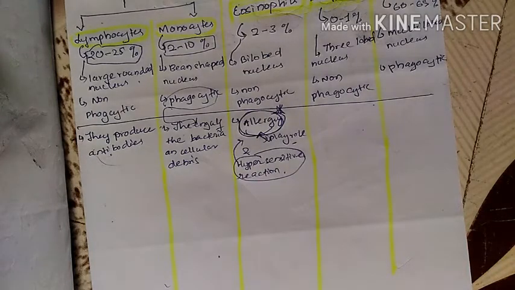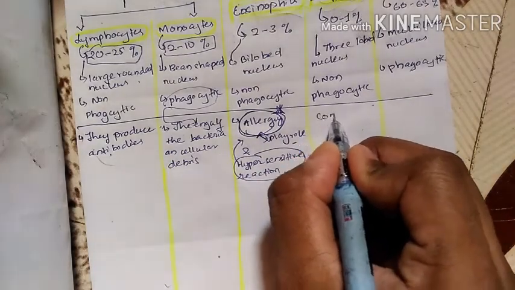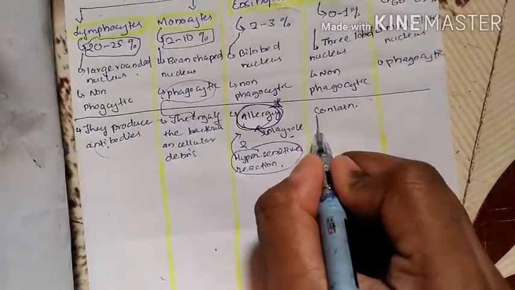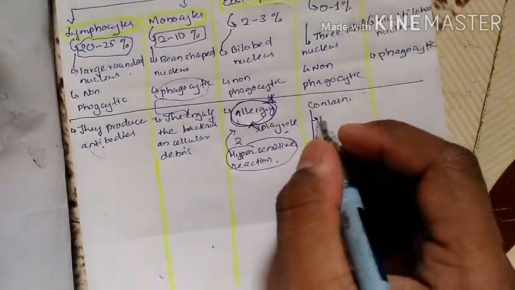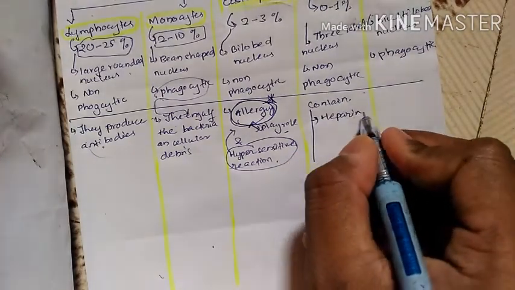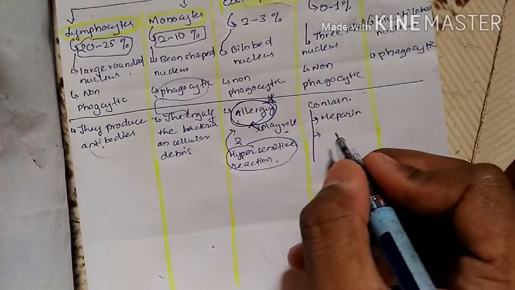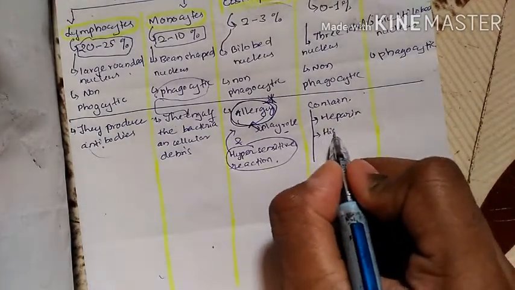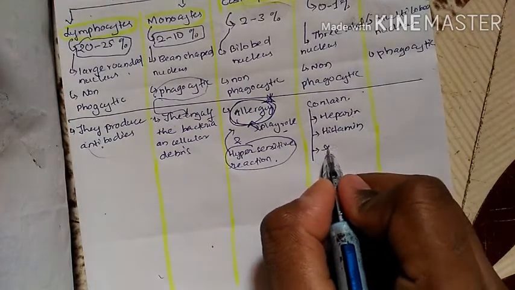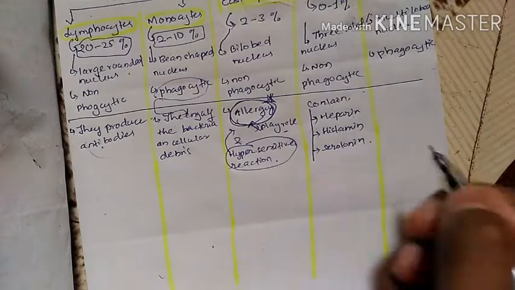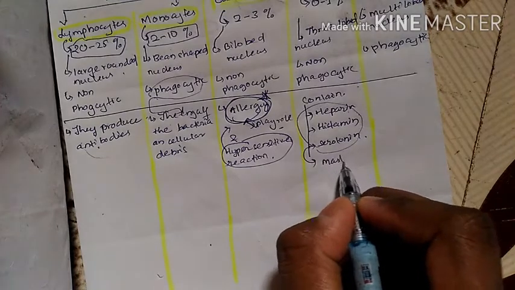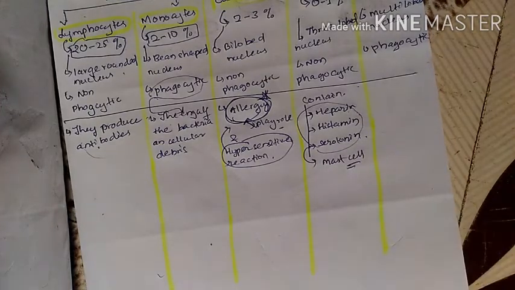Now we'll see the basophils. They contain three main things of the blood. Those are heparin, histamine, and serotonin. First is heparin, which is an anticoagulant which prevents the blood from coagulating. The next one is histamine and serotonin. This is data which must be remembered. Heparin, histamine, and serotonin correspond to the mast cell.